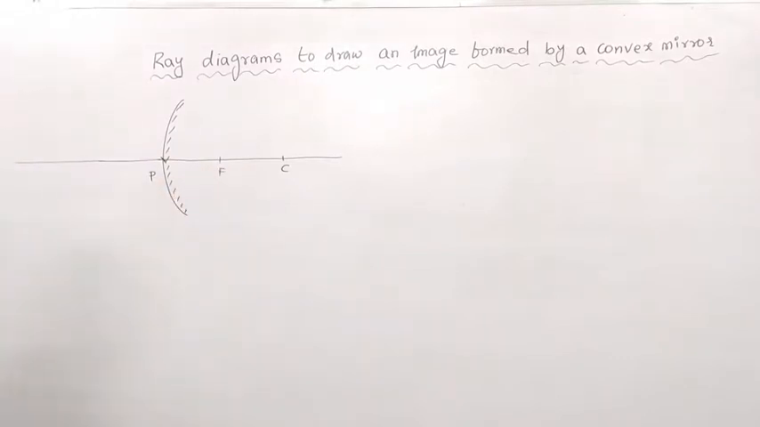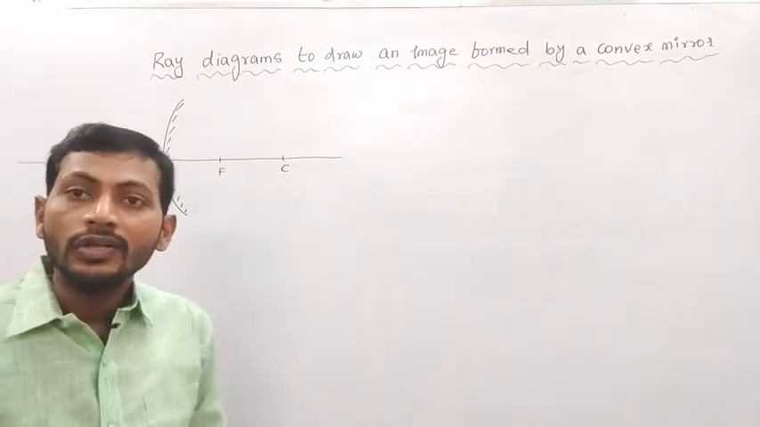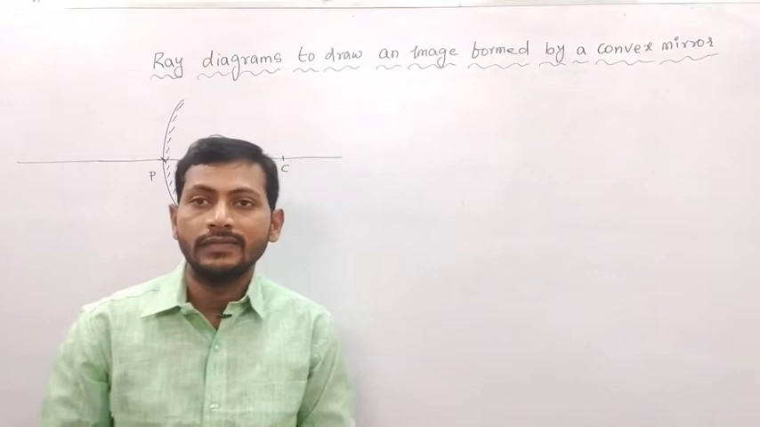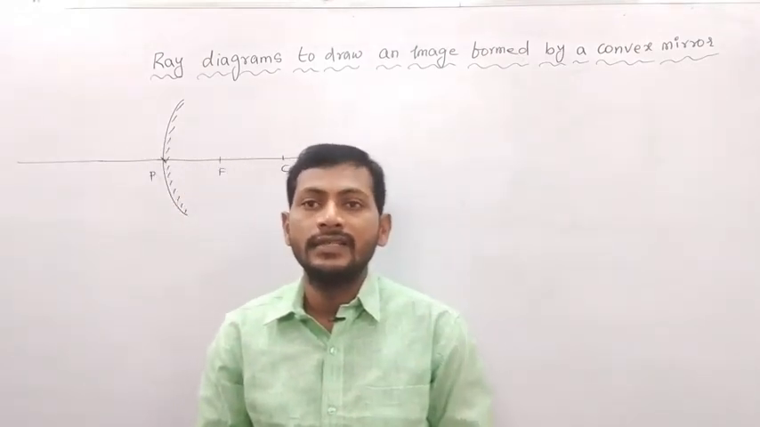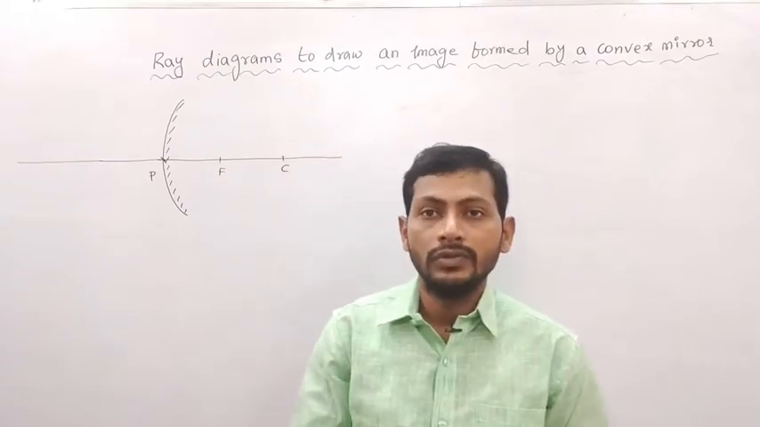Now observe here: in the case of the concave mirror 6 cases are there, but if you observe clearly, that many cases do not exist for the convex mirror. Maybe you will have one doubt: why?